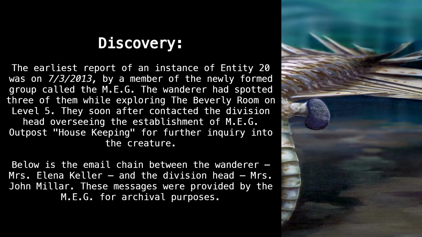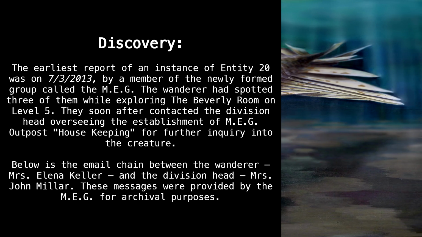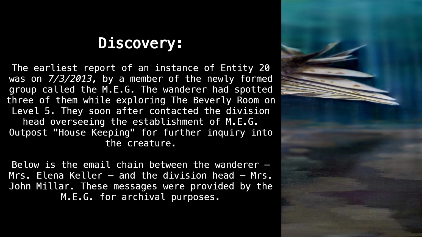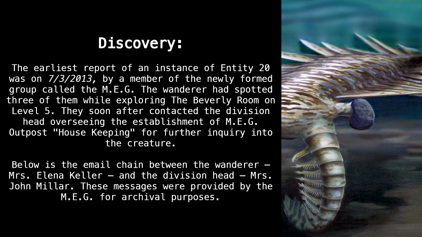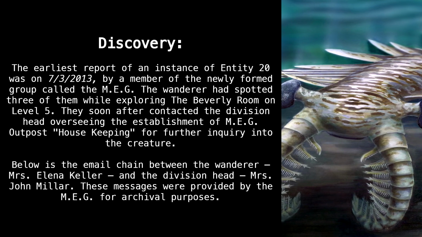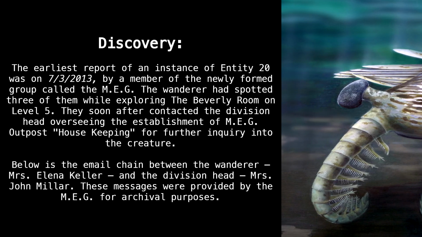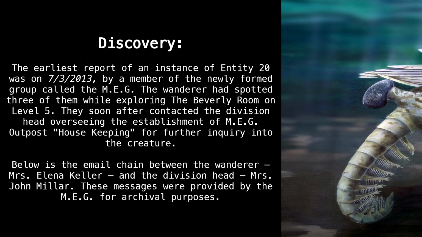Discovery. The earliest report of an instance of Entity 20 was on July 3rd, 2013, by a member of the newly formed group called the MEG. The Wanderer had spotted 3 of them while exploring the Beverly Room on level 5. They soon after contacted the division head, overseeing the establishment of MEG Outpost, Housekeeping, for further inquiry into the creature. Below is the email chain between the Wanderer, Mrs. Elena Keller, and the division head, Mr. John Miller. The messages were provided by the MEG for archival purposes.